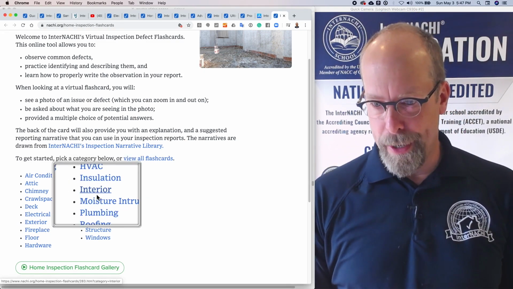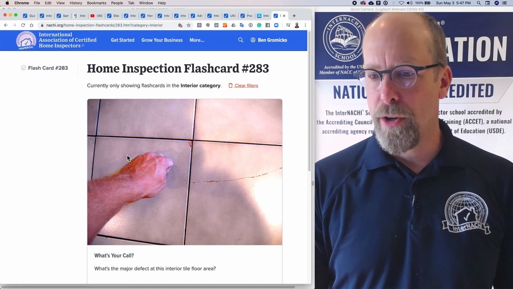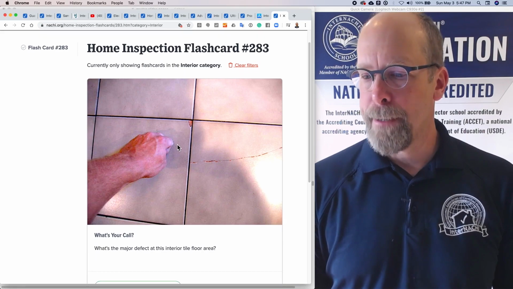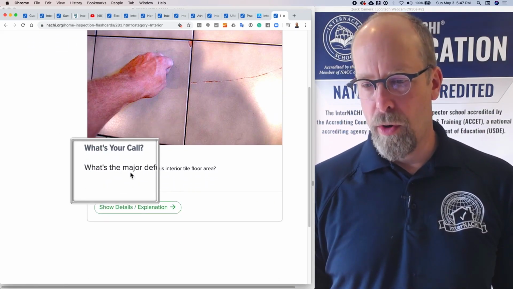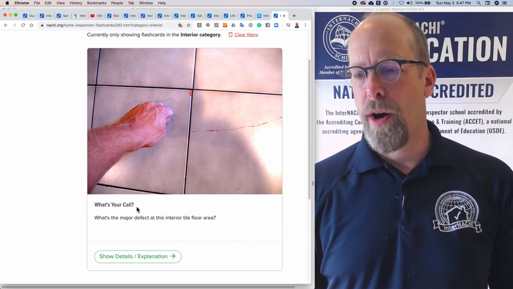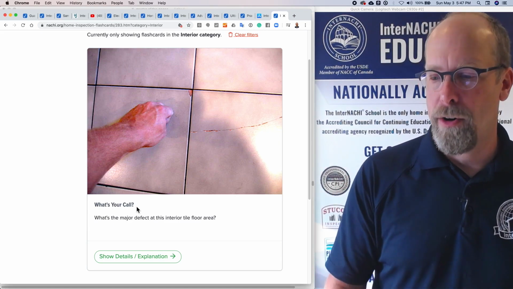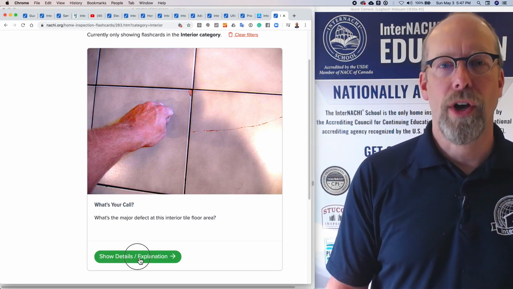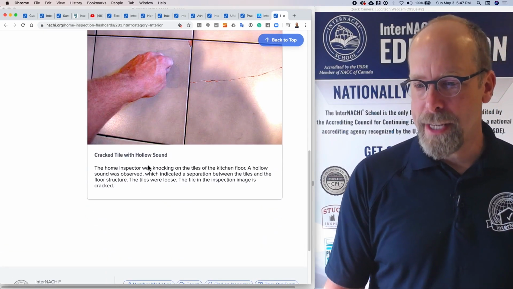So let's just go down, let's go to interior. Okay, so what am I looking at? Currently, I'm looking at somebody tapping. So what's your call? What is the major defect at this interior floor area? Well, I think this is one way a home inspector can find a loose tile. It sounds hollow, it sounds different. So, cracked tile with hollow sound.